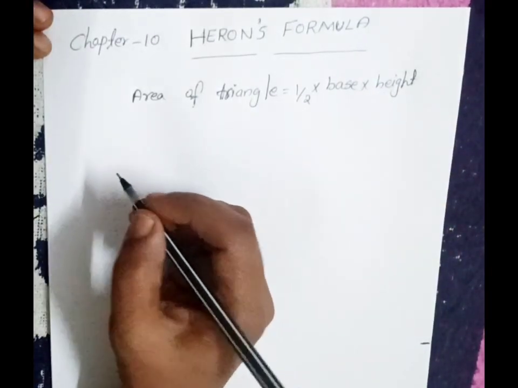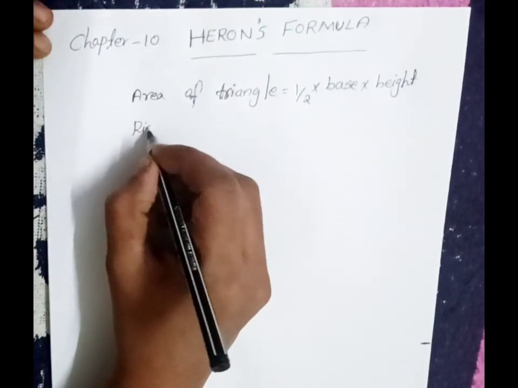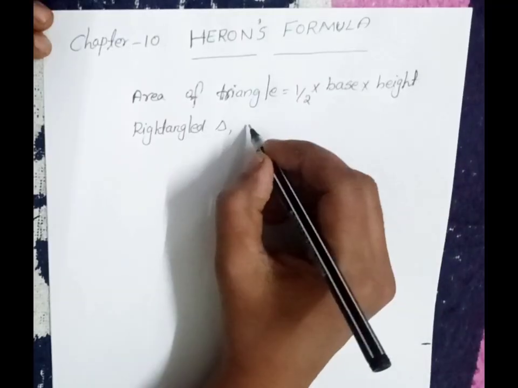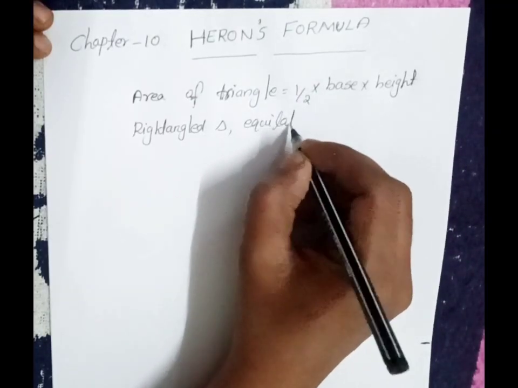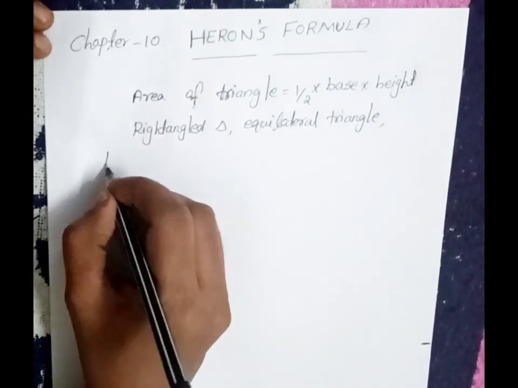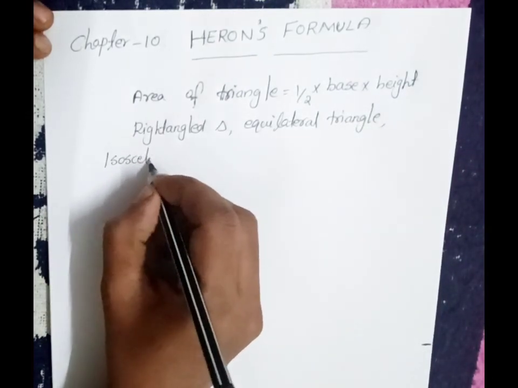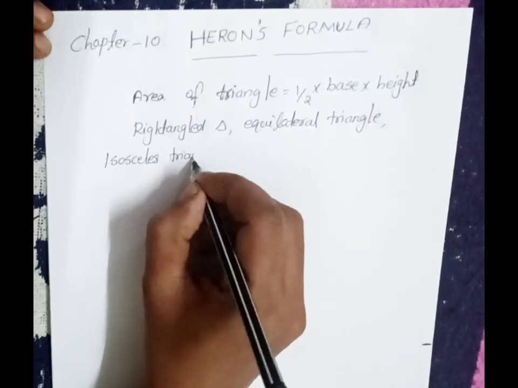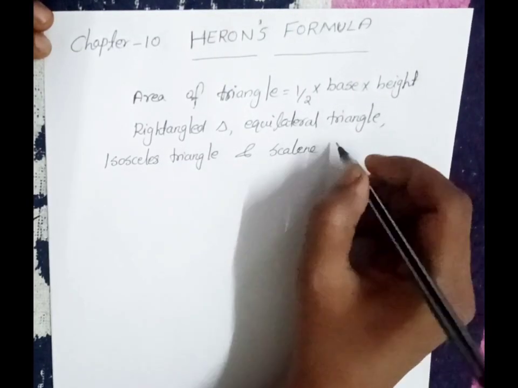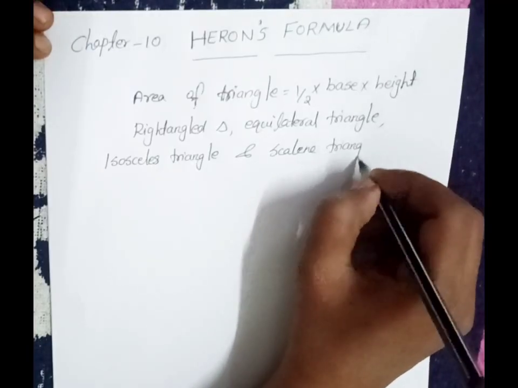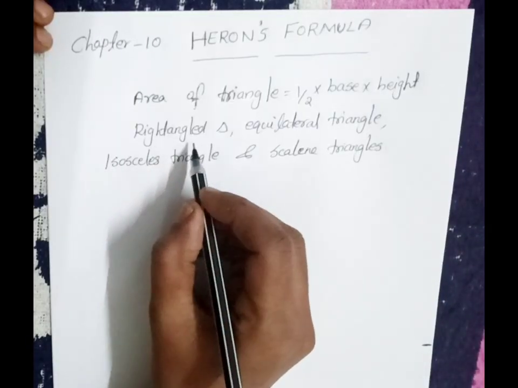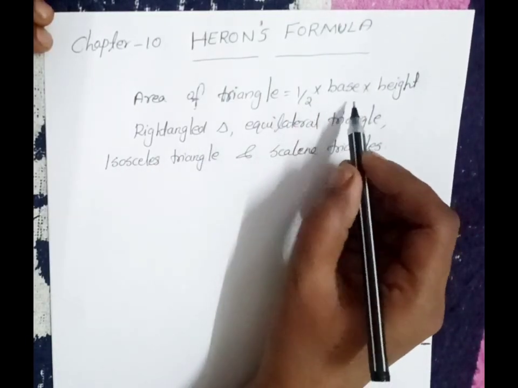We know the different types of triangles: the right angled triangle, equilateral triangle, isosceles triangle, and scalene triangles. We know that the area of the right angled triangle is half into base into height.